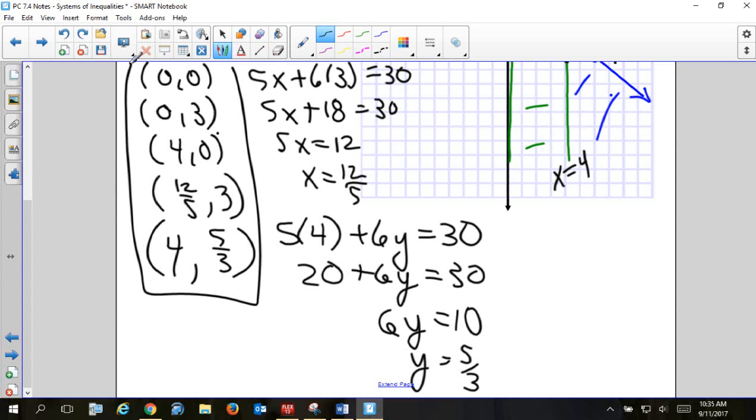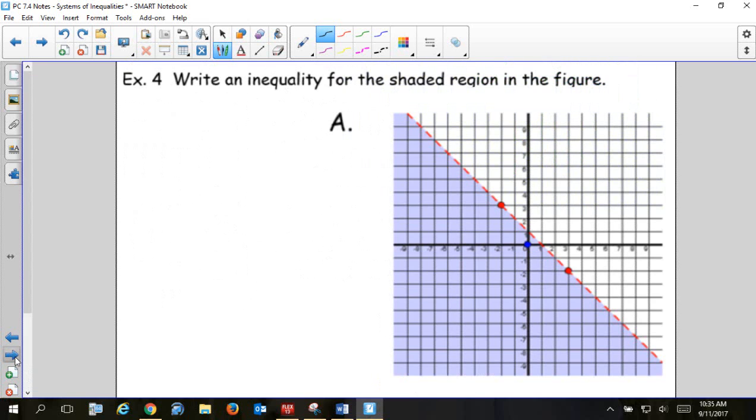Almost done. On the back. Turn me back when you're ready to go on. The last ones are just, they've already shaded it, and you have to find the equations. So it should be pretty easy to find the equation of a line. I would just put it into slope-intercept form. So what is our slope?